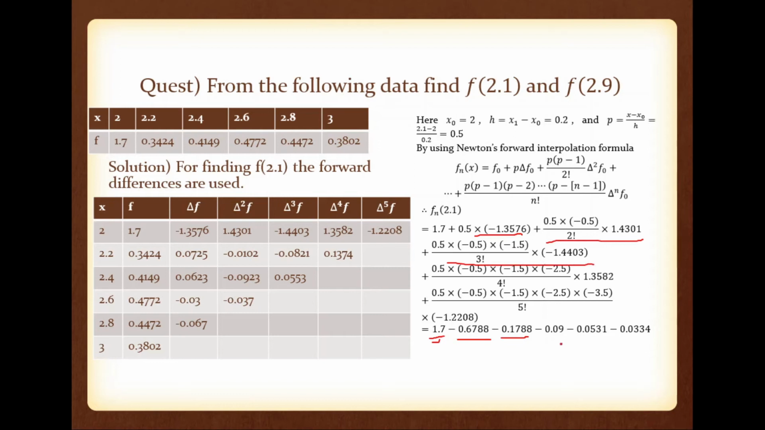This term is minus 0.09. Then this term is minus 0.0531. This term is minus 0.0334. So the final value of fn of 2.1 is 0.6659. So this is the value of f of 2.1.